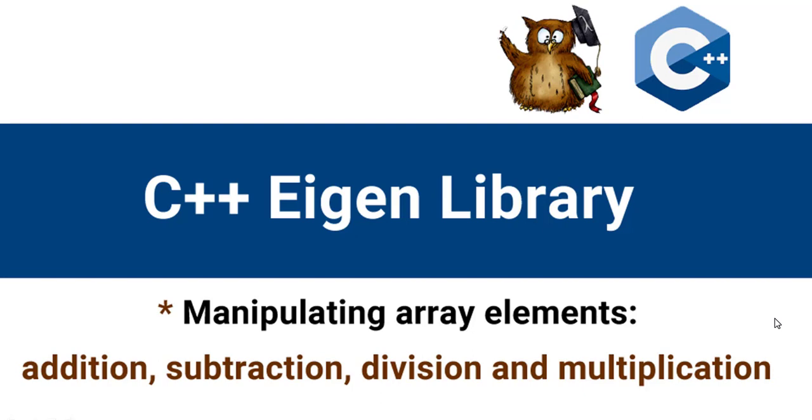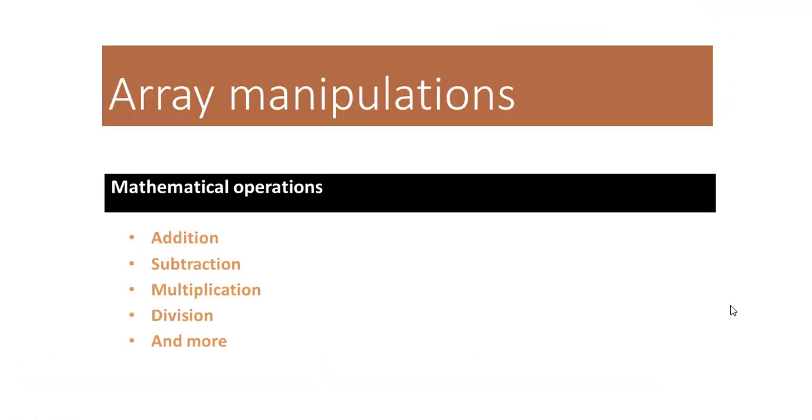In this C++ Eigen Library tutorial, we will learn how to manipulate array elements. In the process, we will be adding, subtracting, dividing, and multiplying some array elements. Array manipulations in Eigen Library is very easy. The process allows us to add, subtract, multiply, divide array elements, and even do more than that. We will see that in the course of this video. To do that, I will be using the Sublime Text IDE.